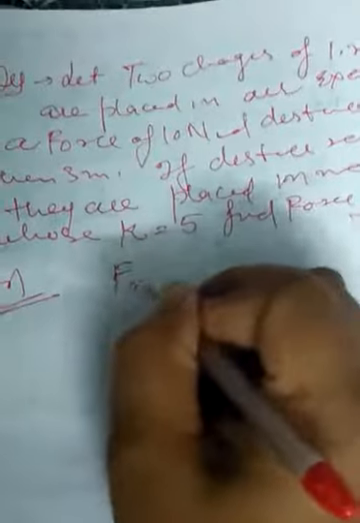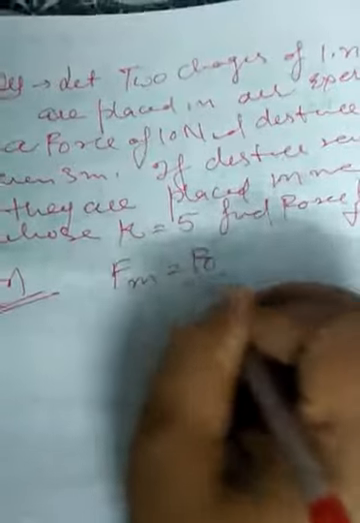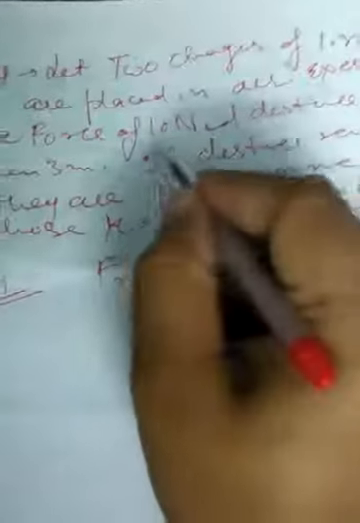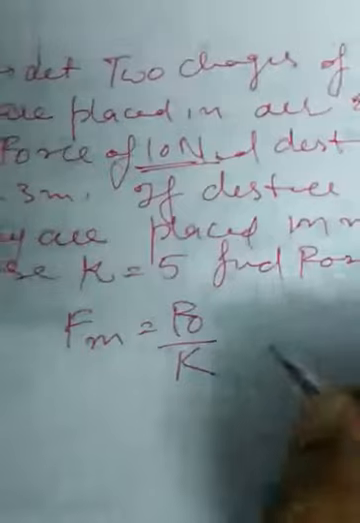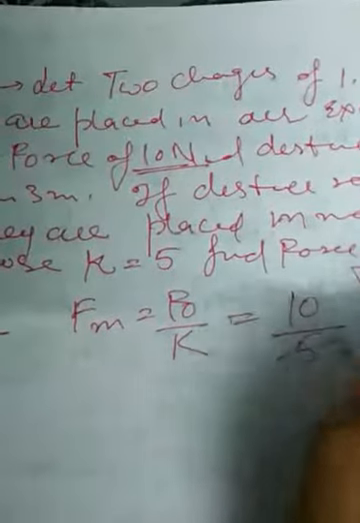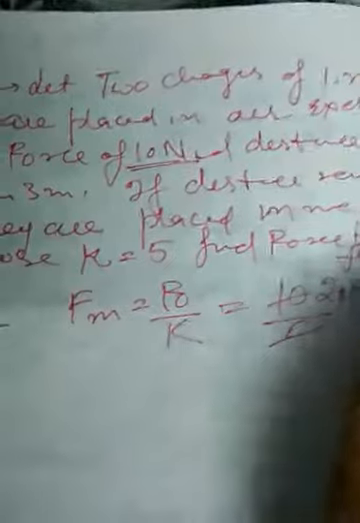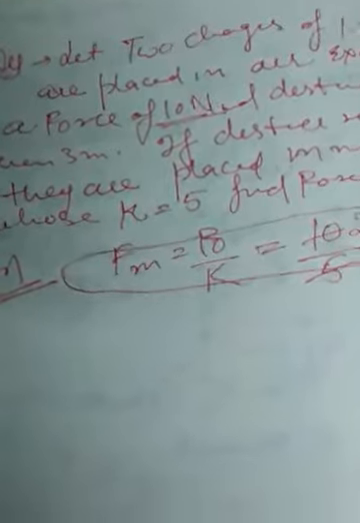So that is a very good question. We know that force in medium is equal to F naught upon K. Now it is given that force in air is equal to 10 Newton, and dielectric constant is 5, so the force in medium is equal to 2 Newton. That means force in medium will be reduced to 1/5 times the force in the air. So that was the first question.